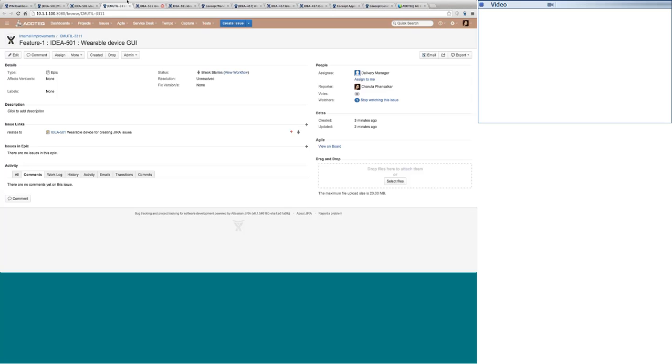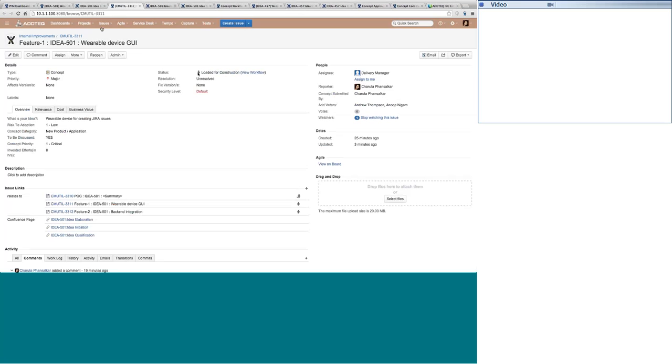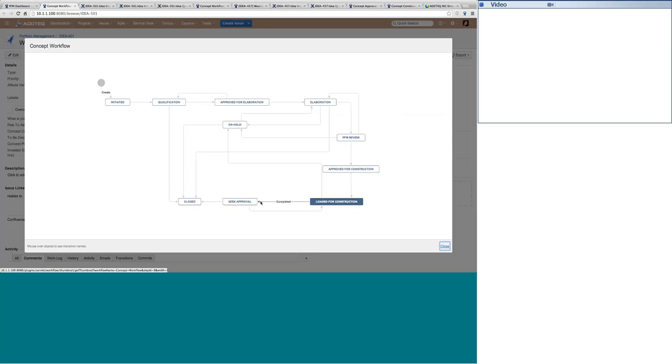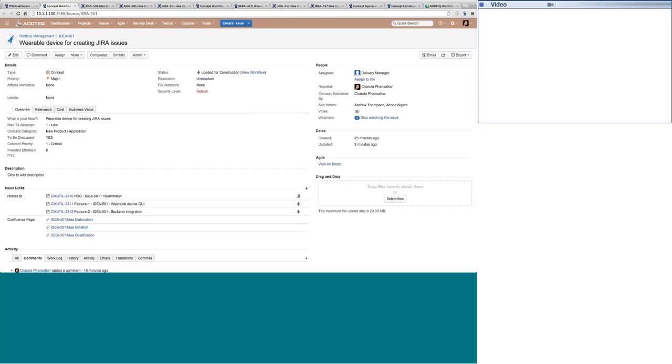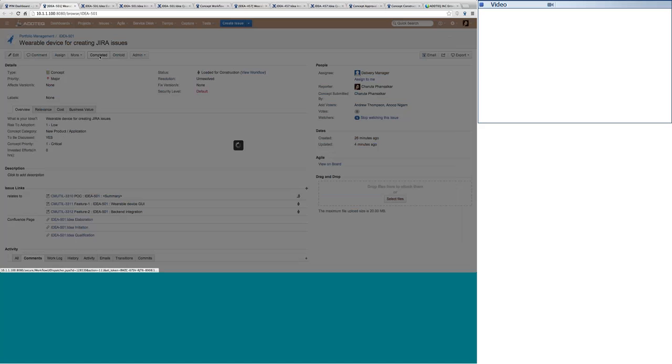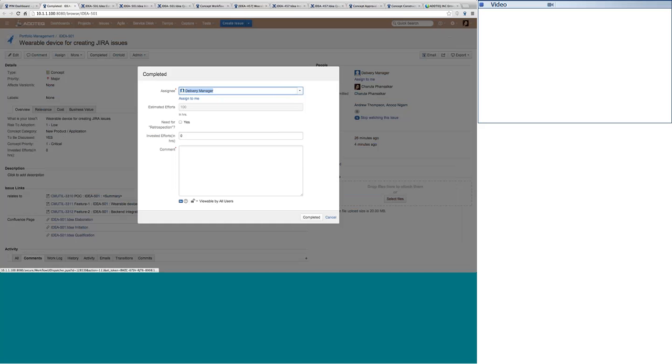Once we have loaded it for construction, as we said that we have completed the work, we will go and seek approval stage. Now, it is possible that in your organization you do not have the exact number of steps and exact similar steps as we have come up with, but maybe we thought that before we actually close the particular idea, we can have a retrospection done on that so that it helps us to come up with good decision strategies and good decision points in the future.